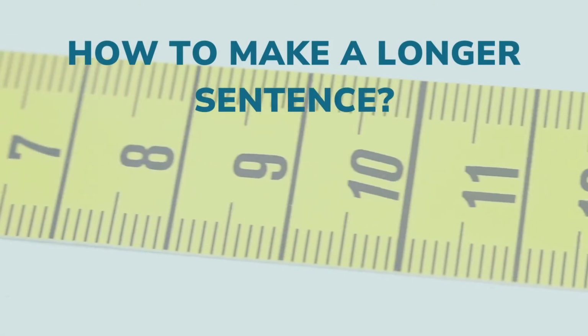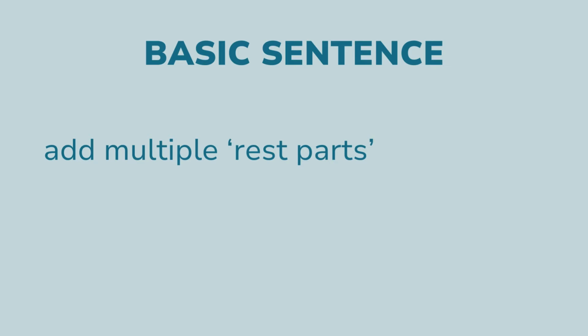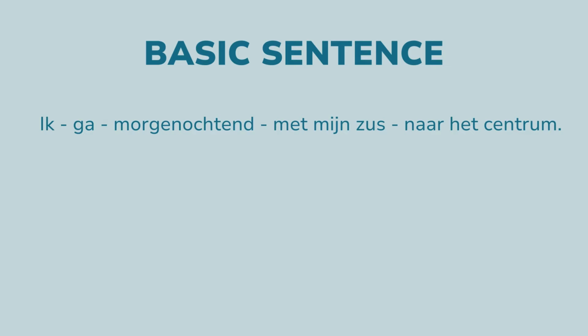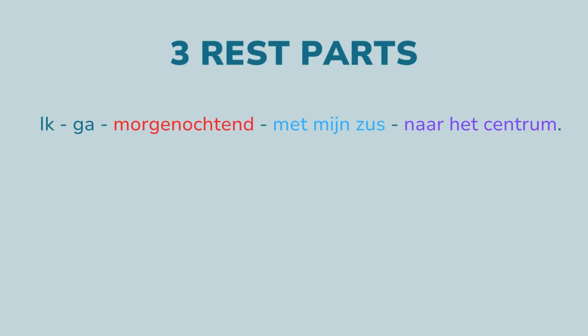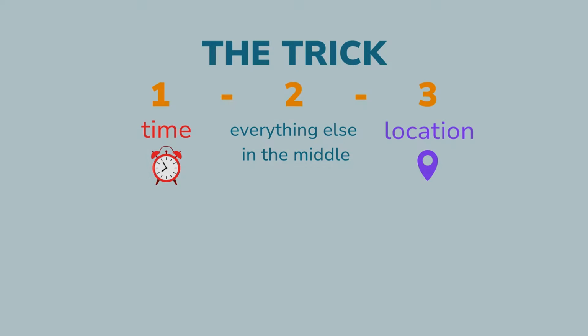And if you make a longer sentence, you can add multiple rest parts to a sentence, like ik ga morgenochtend met mijn zus naar het centrum. This sentence has 3 rest parts. The first one is time, the second one is manner, and the third one is location. And now comes the trick. There's a certain order when it comes to rest. First, time, location at the end, and then everything else in the middle.